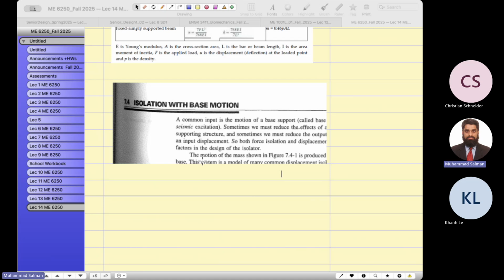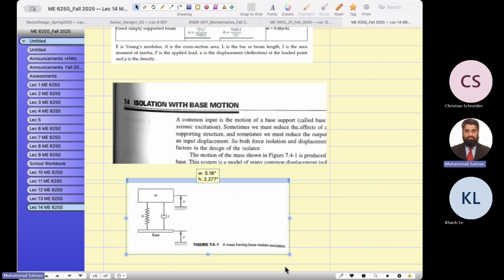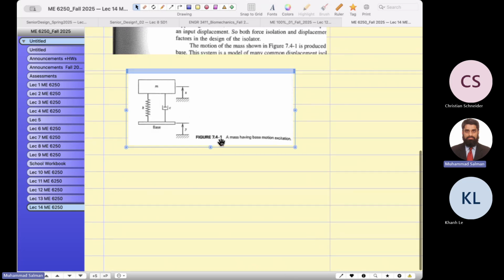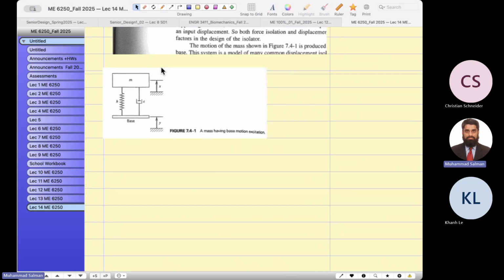So this is an example of a base which is moving with a y displacement, and the mass is also moving. So this base is moving, and we want to reduce the transmissibility. So what is the transmissibility?